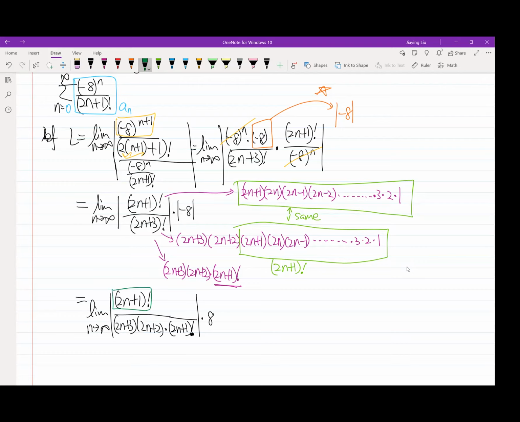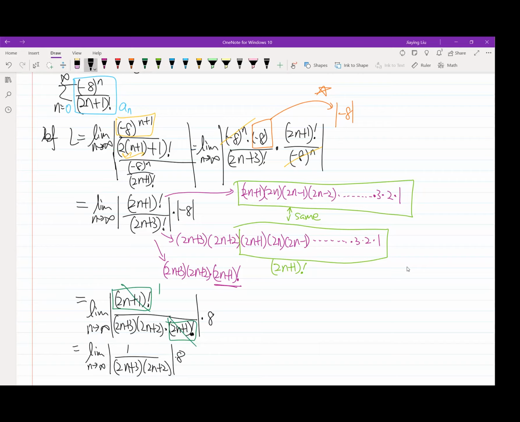This is (2n+1) factorial. This is also (2n+1) factorial. We can cancel them, giving us a 1 in the numerator. So we end up taking the limit as n goes to infinity of 1 over the absolute value of (2n+3) times (2n+2), times 8. 8 is just a constant, right? That's a 3.